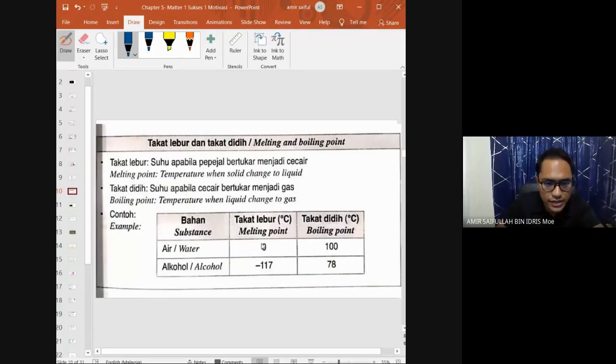You can see water has a melting point at 0, meaning at 0 degrees Celsius it will change into another form, it will melt. And then at 100 degrees Celsius, it will change into gas. Alcohol, you see, negative 117. Very, very low temperature, it already changed into liquid. And then at 78 degrees Celsius, it can change into gas.